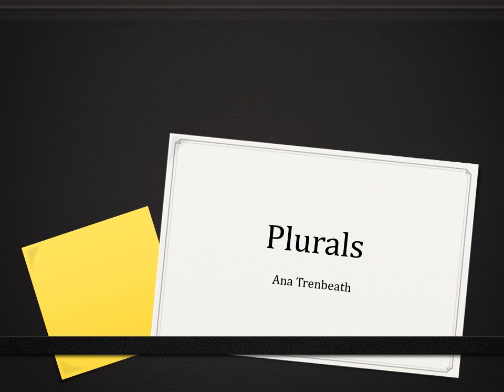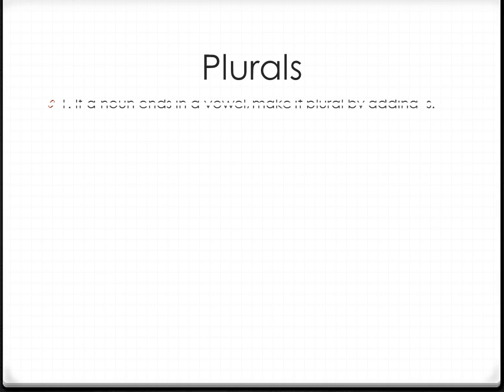Okay, so today we're going to be talking about plurals and how to make some words, adjectives or nouns, plural. So this is the first rule. If a noun ends in a vowel, make it plural by adding s. So it follows the same rule as in English. All you have to do if it ends in a vowel is add an s.